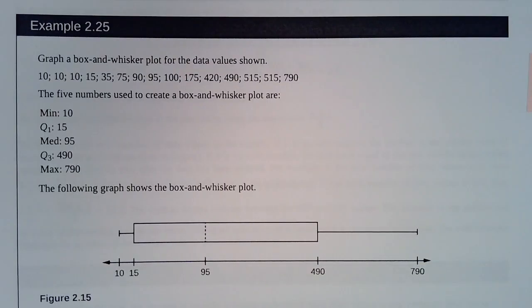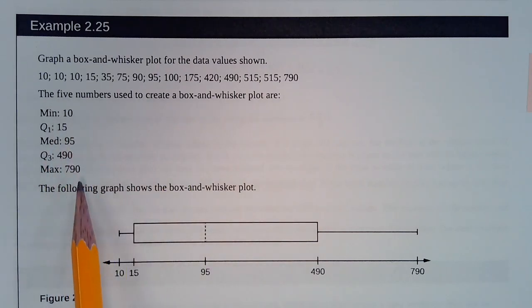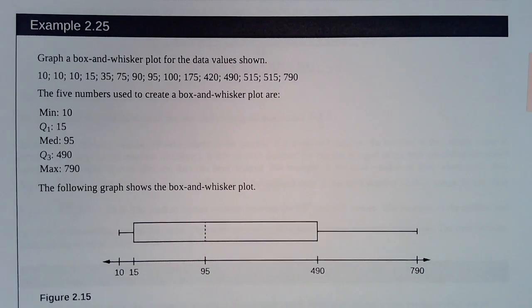Here's example 2.25. We have our data set and we have our 5-number summary. The reason we like to use a box and whisker plot is because it gives a really quick representation of where most of your data occurs. So when you look at the box part of it, the interquartile range, that means the middle 50% of your data lies between 15 and 490.